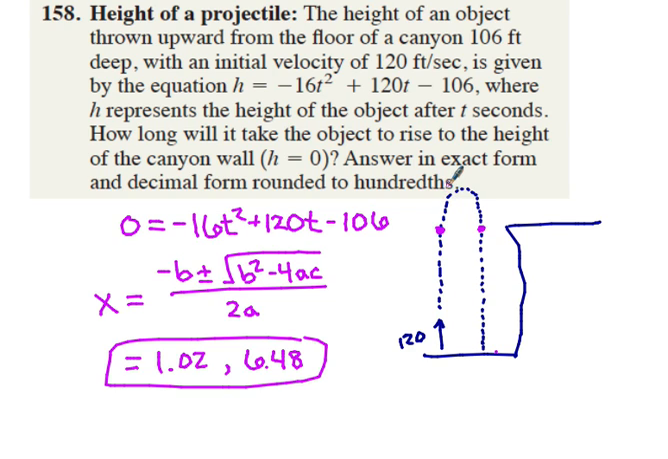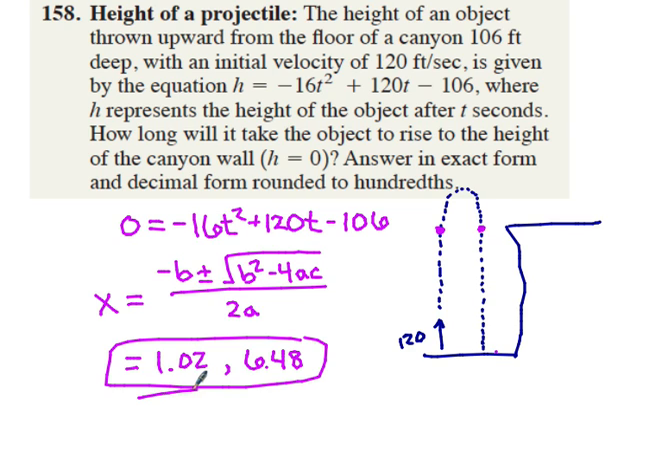Then it's going to blast way above and beyond the canyon for the next few seconds before gravity finally slows it down and brings it back. And then it'll cross that canyon wall again at the 6.48 seconds before it finally gets all the way back down and hits the floor of that canyon again, probably around 7.5 seconds or so. Anyways, wanted to make sure we address that, and that was why we actually will use both these times.